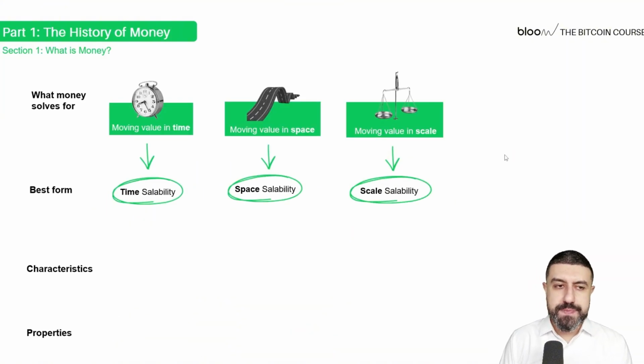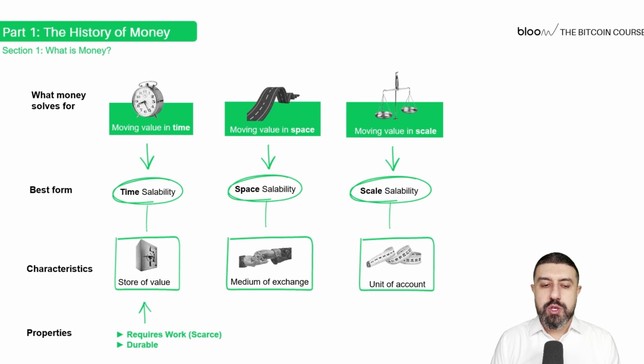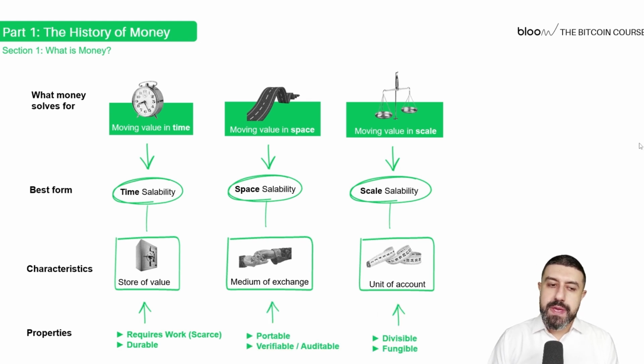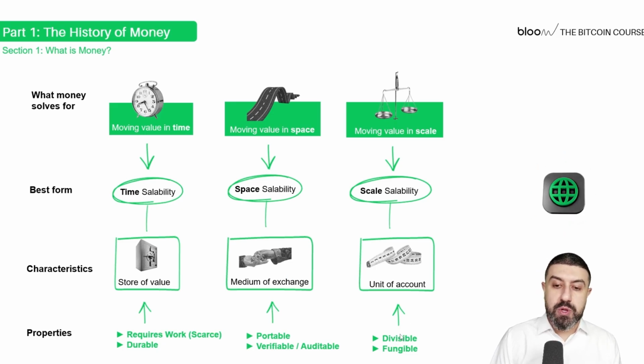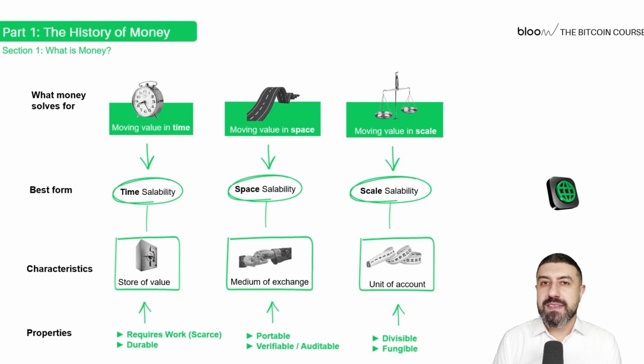So if we come back here and we look at our chart, and we add the characteristics here, and then we add the properties, what we come to realize is everything is derived from the properties. If we have something that requires a lot of work to produce, so it's scarce, it's not plentiful, there's a limited amount, and it's durable, then we're going to view it as a good store of value. If something is portable and verifiable or auditable, then we're going to view it as a good medium of exchange. If something is divisible and fungible, we're going to view it as a good unit of account. So when we talk about what's the best form of money, well, it's really the one that has the best properties.